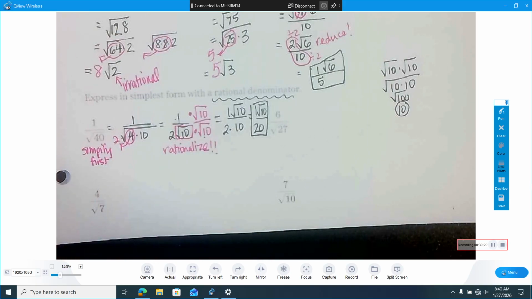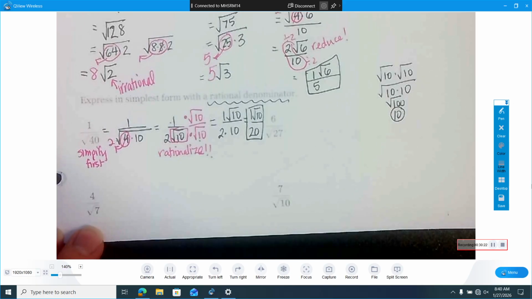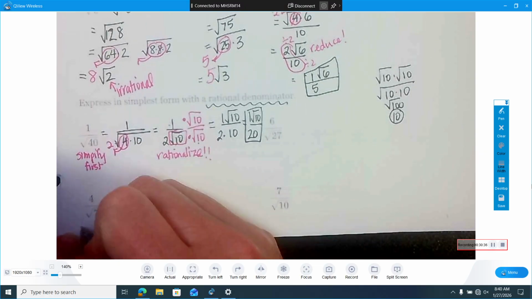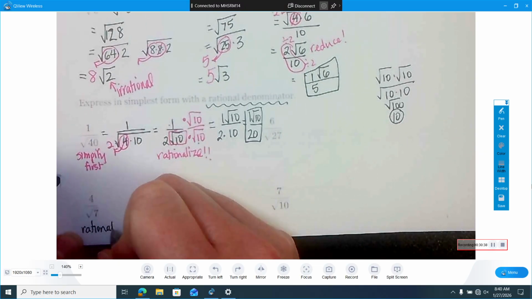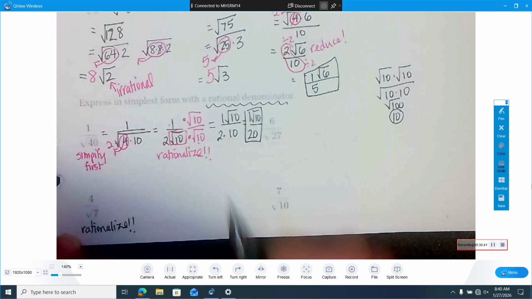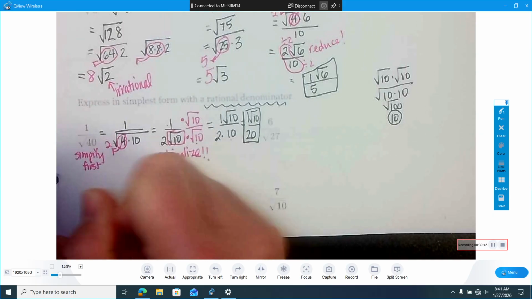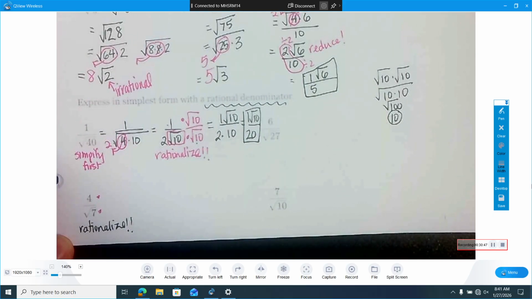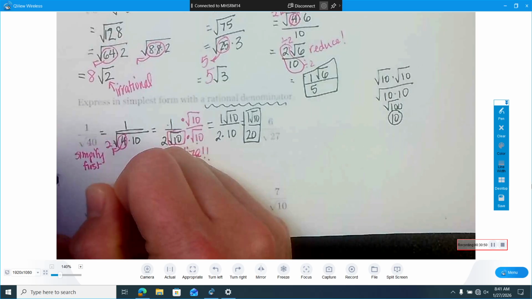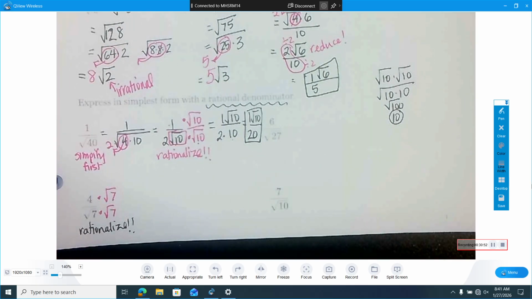Let's look at this last one here, 4 over radical 7. Now, I have to simplify first. So can I simplify radical 7? No, 7 is prime. Okay, so I'm going to go right to rationalize, because the goal is no radicals in the denominator. And so what do I need to multiply top and bottom by? Radical 7. On top and bottom, whatever's in the radical.